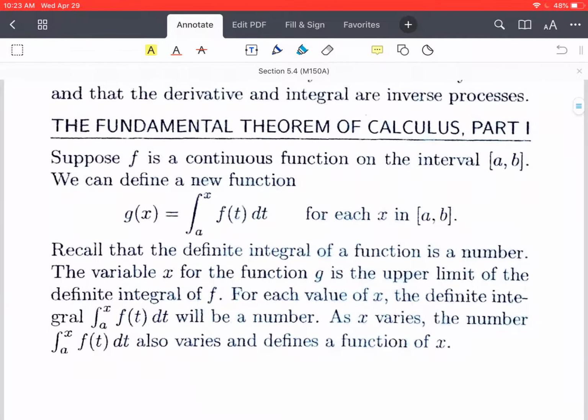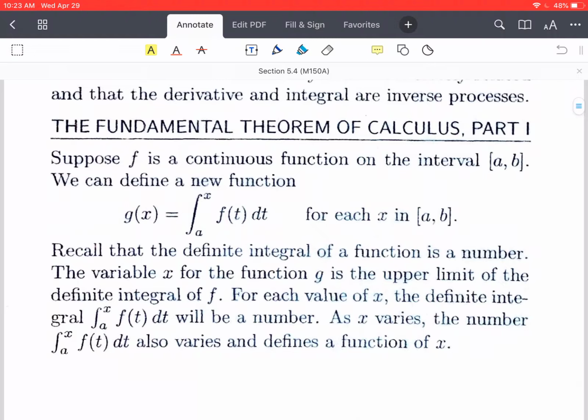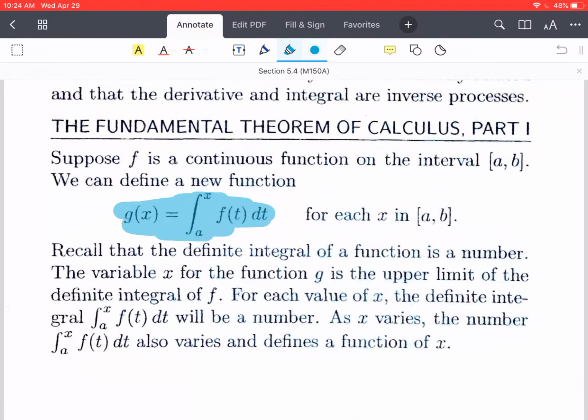So the fundamental theorem has two parts to it. So we're going to look at part one first. So suppose that f is a continuous function on the interval a, b. We can define a new function, g of x equals the integral from a to x of f of t dt for each x in the interval a, b. So we're creating a new function here that is defined using an integral.